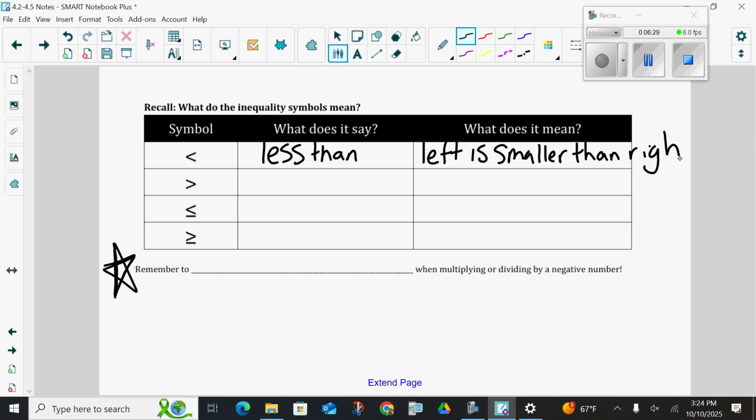Our second symbol is our greater than symbol, which means that our left side is bigger than our right side.